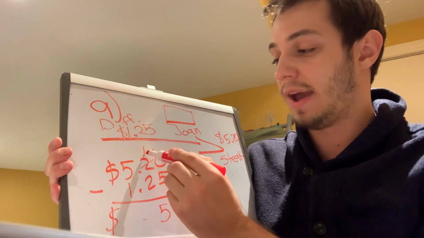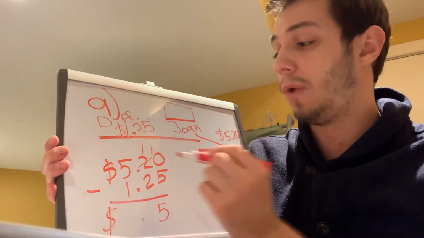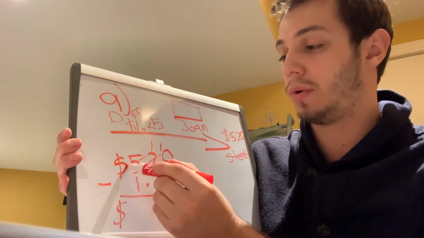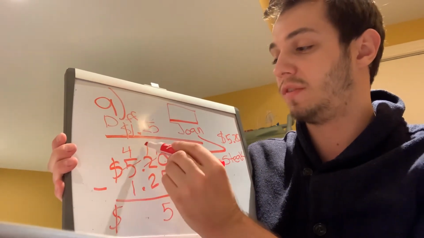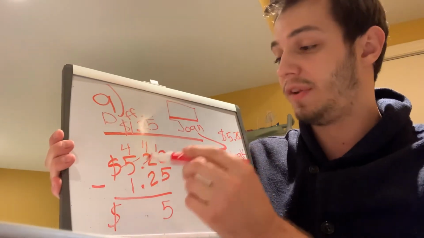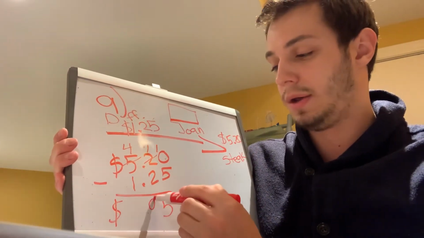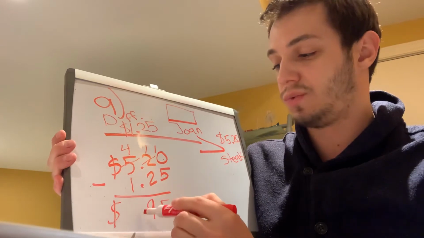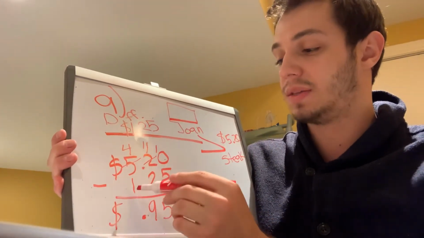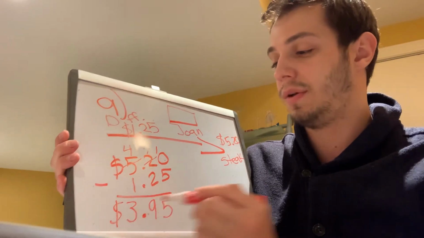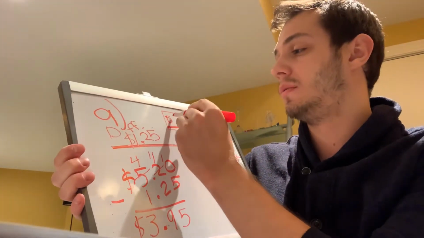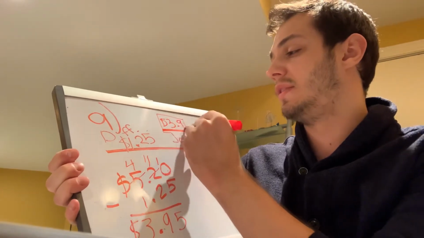Once again, now I'm going to look at the 1. I can't subtract 2 from the 1, so I have to borrow. The 5 becomes a 4. The 1 becomes an 11. 11 minus 2 gives you 9. I'm going to just keep my decimals lined up. And then 4 minus 1 gives me 3. So we know that Joan had $3.95.